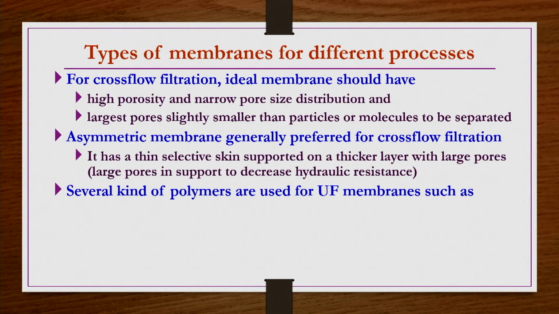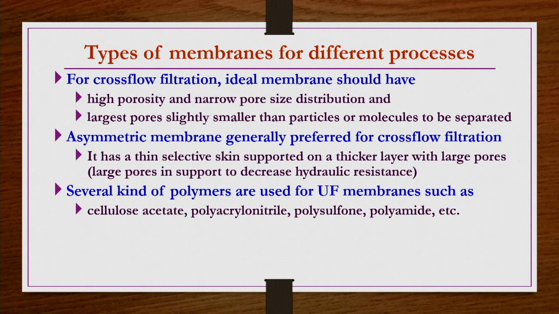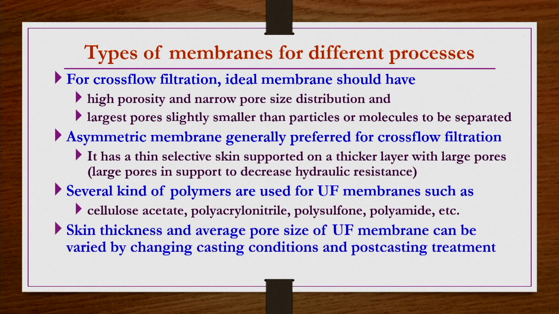Several kinds of polymers are used for ultrafiltration membranes, such as cellulose acetate, polyacrylonitrile, polysulfone, polyamide, polyimide, polymethyl methacrylate, etc. Skin thickness and average pore size of an ultrafiltration membrane can be varied by changing the casting condition and post treatment, as if you are doing the phase inversion technique for membrane preparation. So, what are the casting conditions, and what are the post-casting conditions.